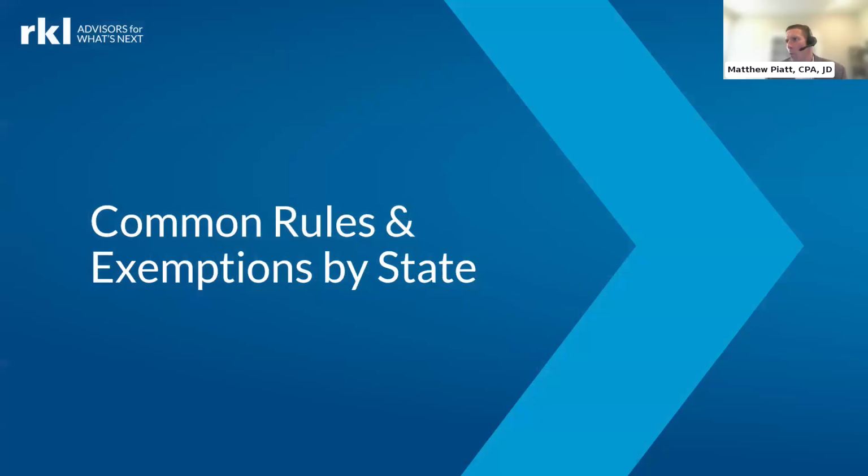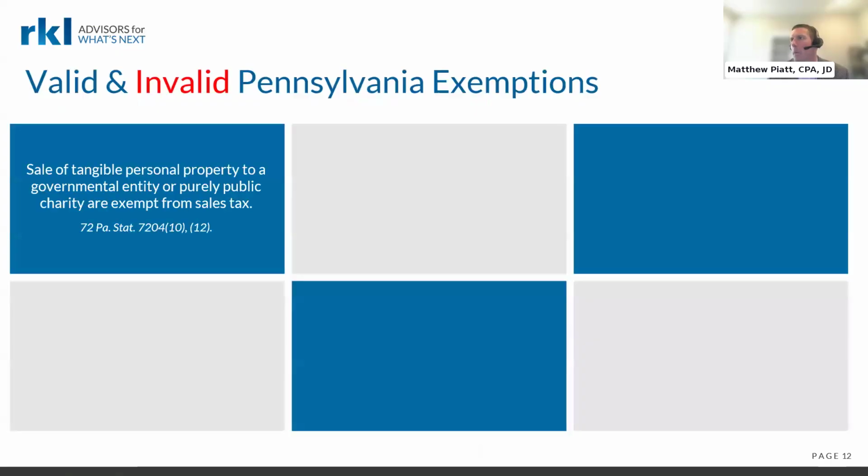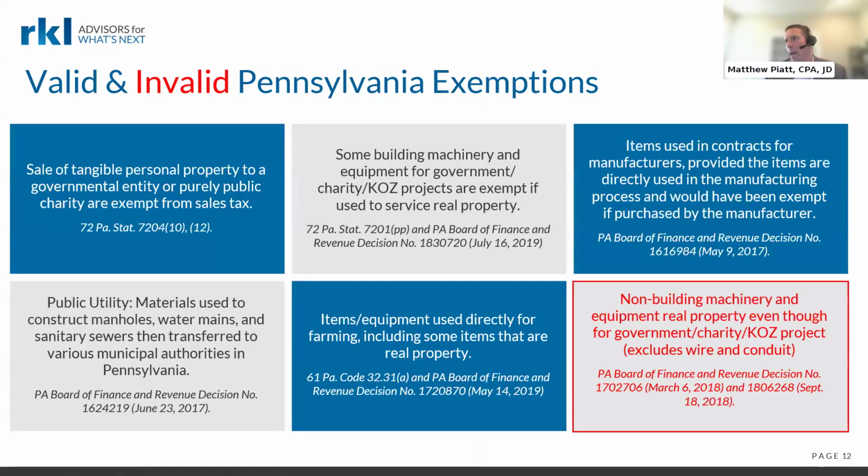Moving on here to some common rules and exemptions by state. I'm going to bring all these up here. So the items in blue here are valid exemptions. The items in gray are specific to maybe that finance and revenue decision. And then the items in red are not valid. So we've got one there in the bottom right corner. So, some valid common Pennsylvania exemptions.